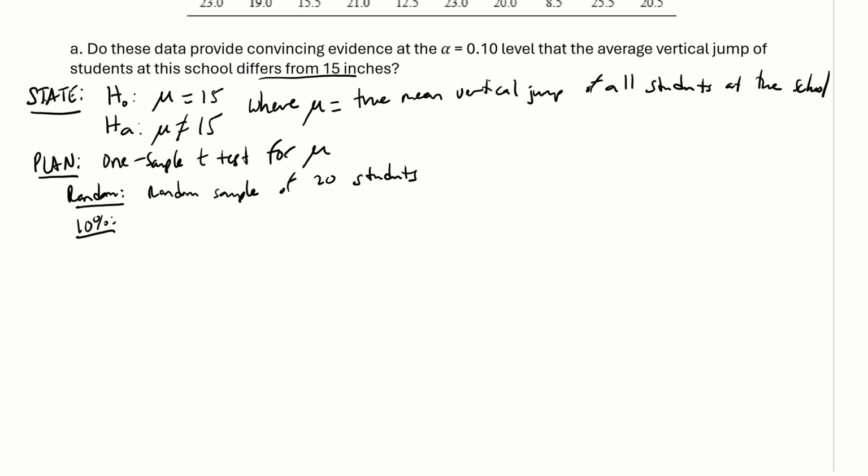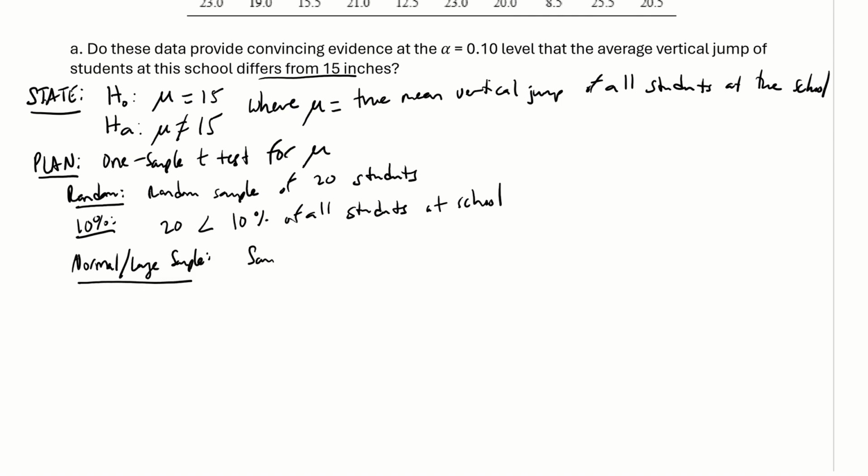So, 10% condition: we're going to assume that 20 is less than 10% of all students at the school. And normal, large sample. Sample size is small because n is less than 30.